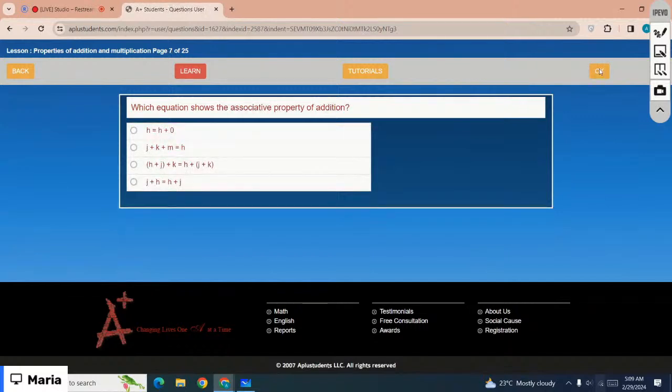Which equation shows the associative property of addition? Which is the correct option? Yes, that is the third one. H plus J plus K equals H plus J plus K, with different grouping. Option number 3 is the correct option.